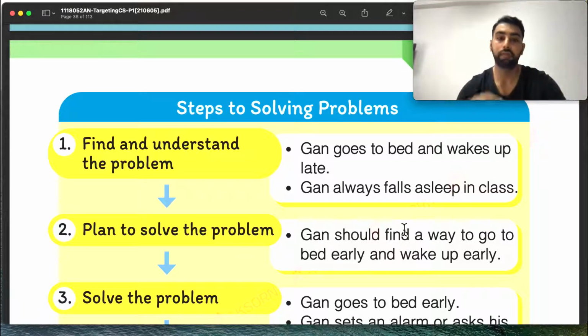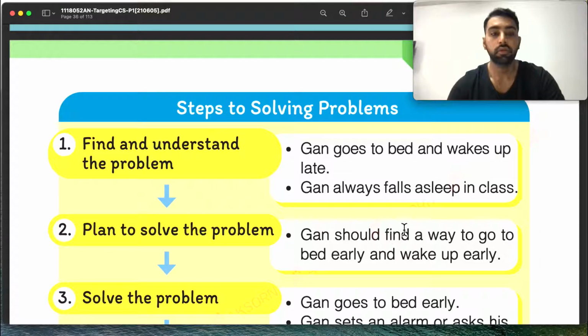And now we have to plan. Now we're gonna have to plan to solve this problem. What should we do? Number two.